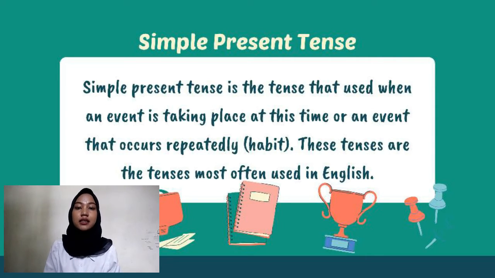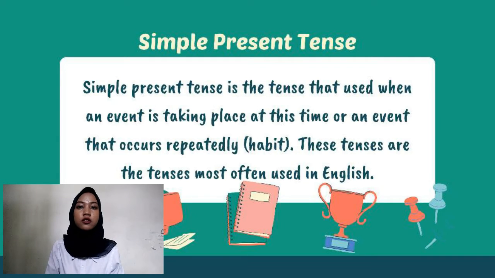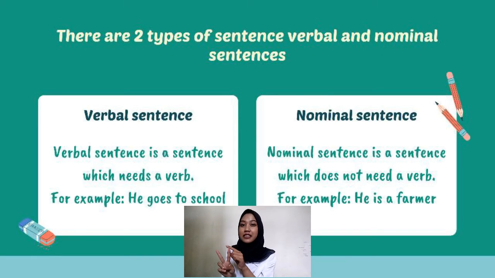Simple present tense is a tense that is used when an event is taking place at this time or an event that occurs repeatedly, or we can call it a habit. These tenses are the tenses that are most often used in English. There are two types of sentence, verbal sentence and nominal sentence. A verbal sentence is a sentence that needs a verb. For example, he goes to school. Goes is a verb. And then the nominal sentence is a sentence that doesn't need a verb. For example, he is a farmer.